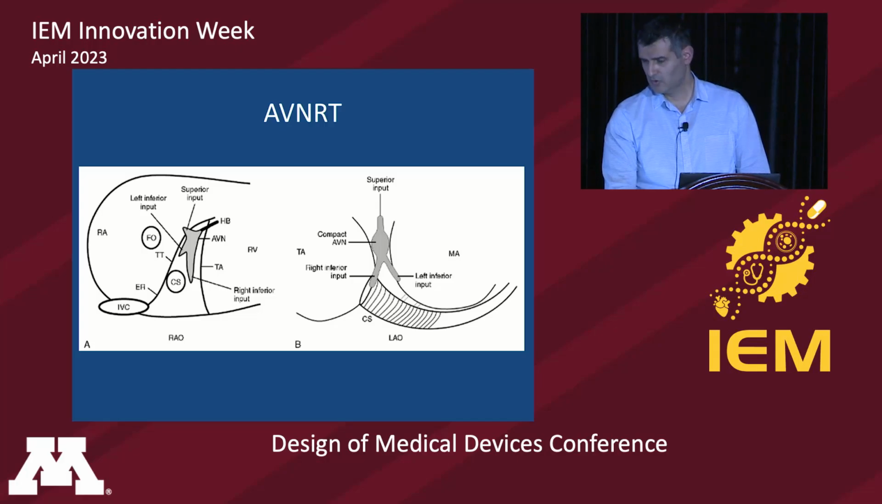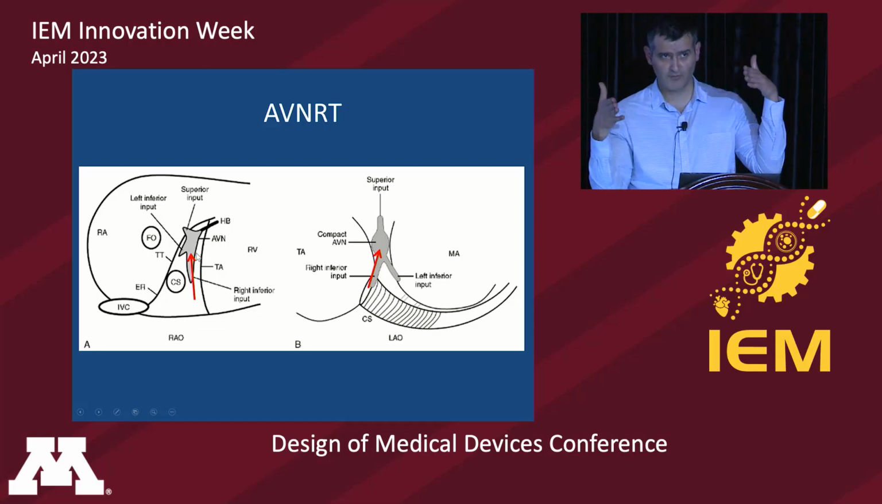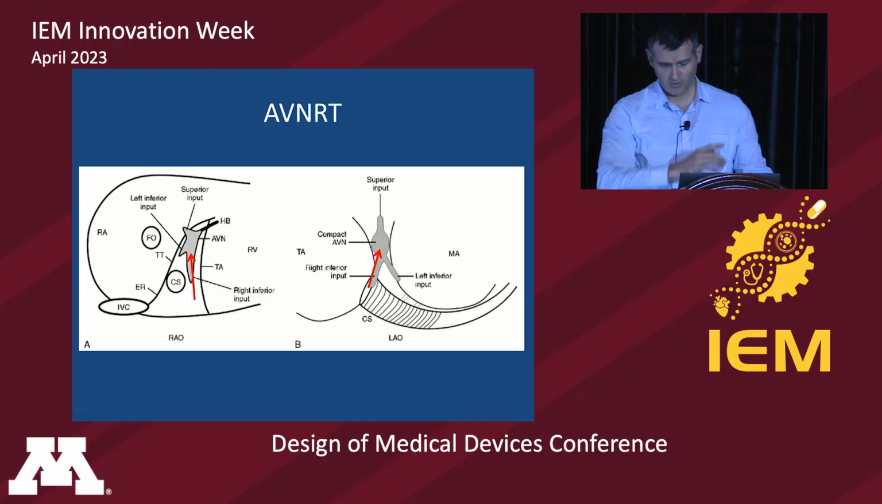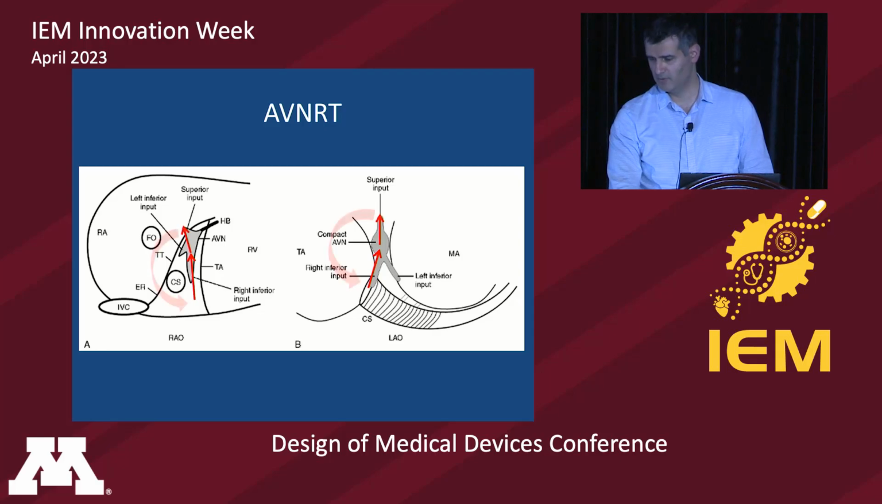And so this is the picture to explain how the AV-NRT happens. It's a short circuit that goes up the slow pathway. Usually they work together in the same direction, but this one can cause a short circuit and rotate around the coronary sinus. It goes up and rotates around. And once you have that short circuit like this, you have SVT.